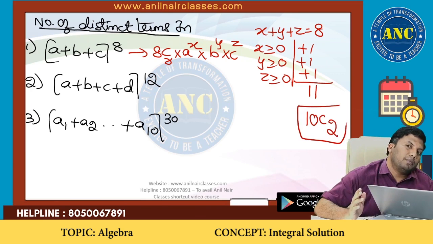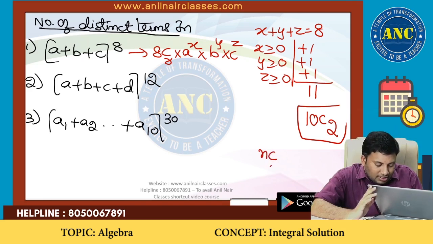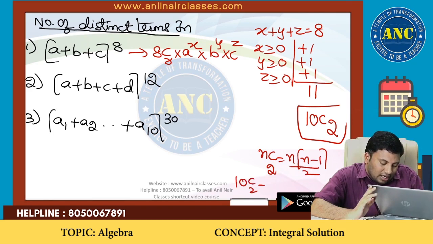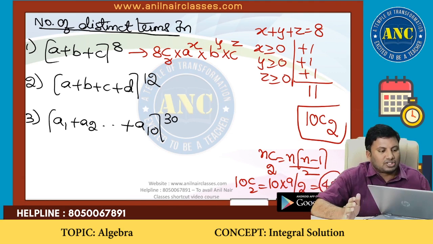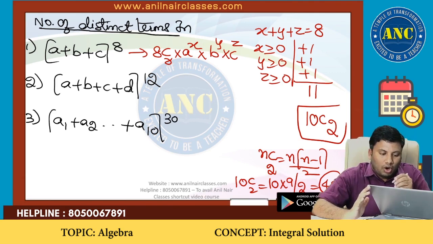For 2 variables, there is 1 cut. For 3 variables, there are 2 cuts. First one, the answer is 10C2. NC2 is given by n into (n minus 1) by 2. 10C2 is nothing but 10 into 9 by 2. The answer is 45. First one, how many distinct terms are there in this expansion? It is 45. You don't need to do all these.